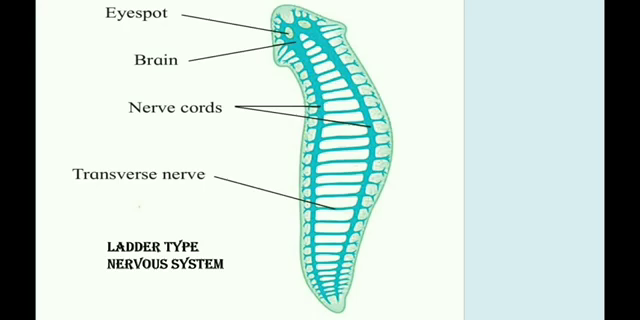So here we can see the difference. In hydra, there was a nerve net. In planaria, there is a ladder-shaped nervous system, you can see. That means in planaria, the nervous system has been modified better than in hydra. You can see here the planaria.